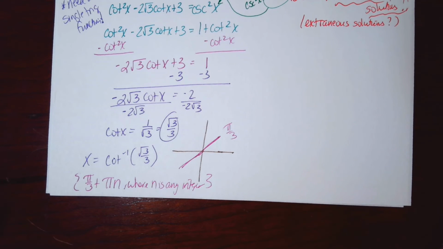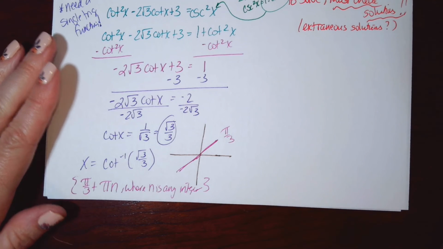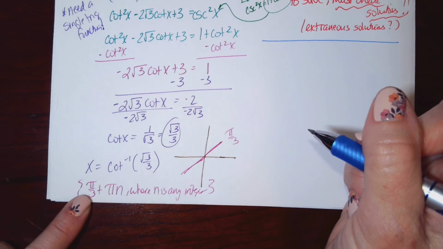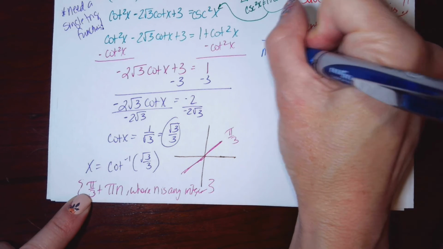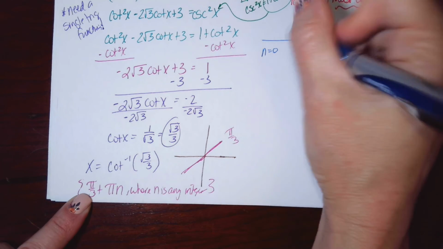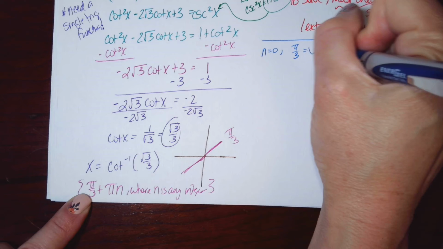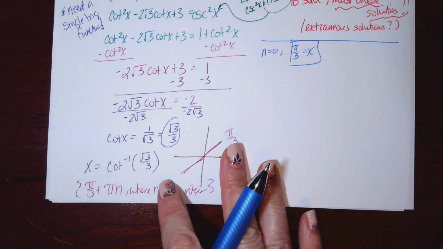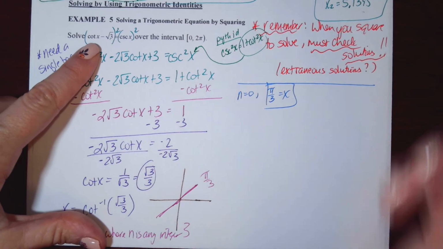So I have some values to check. Let's check some solutions. My first proposed solution is when n is 0, so the angle is pi thirds. Let's see if that works. When I check, I have to check in my original problem.